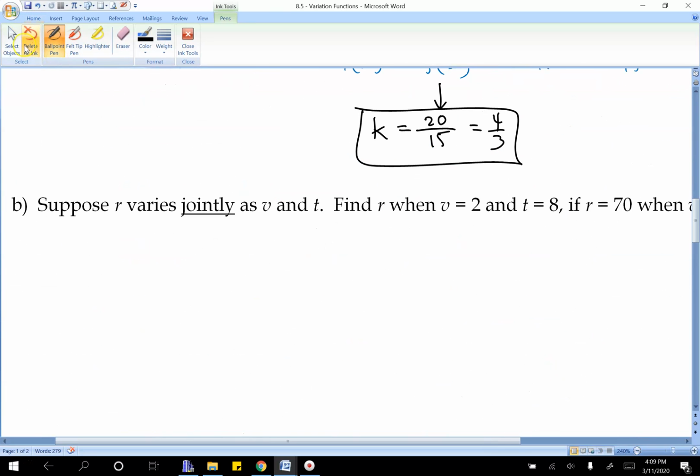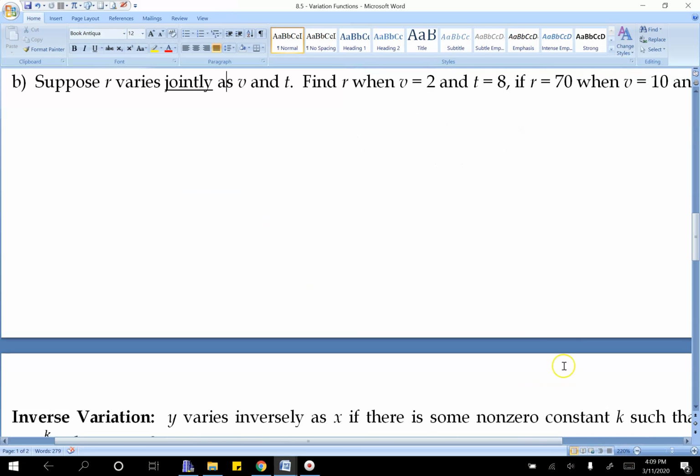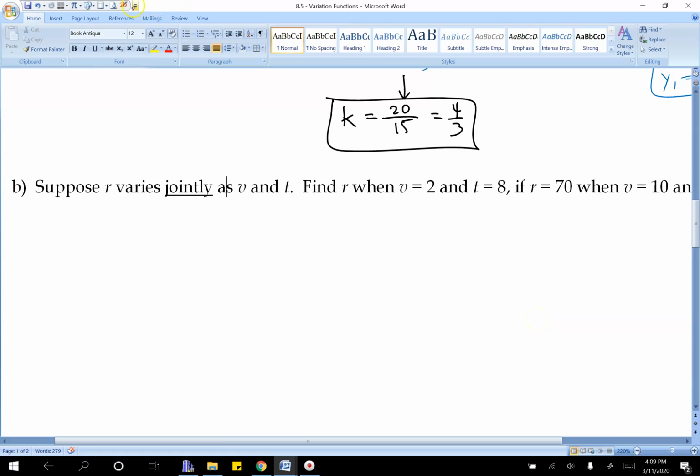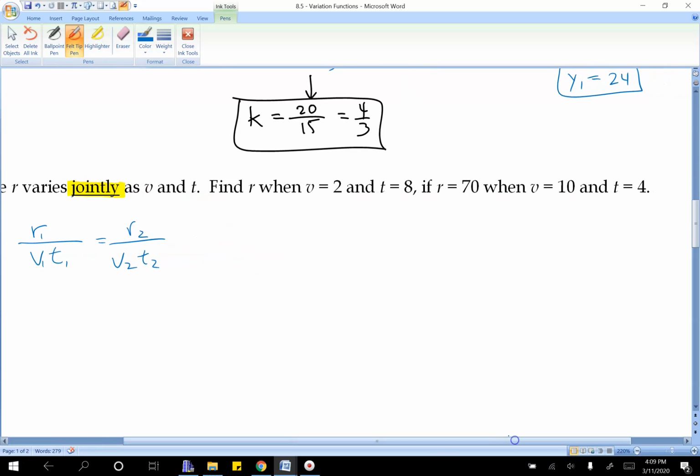Okay, you should have paused and tried this problem already. So you want to read the first sentence here and make an equation out of it, right? So it says suppose r varies jointly. Okay, so r varies jointly, so you want to say r1 over v1 times t1, like that, then r2 over v2 times t2, like that. So let's just start labeling everything here. This is r1, v1, t1, r2, v2, and t2.